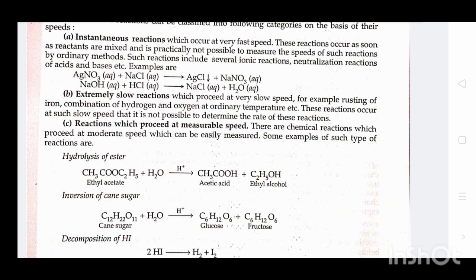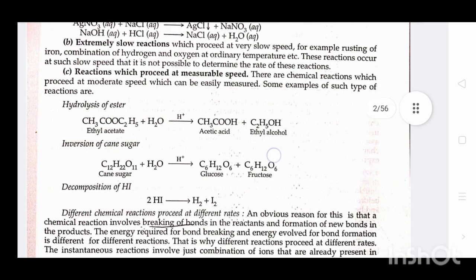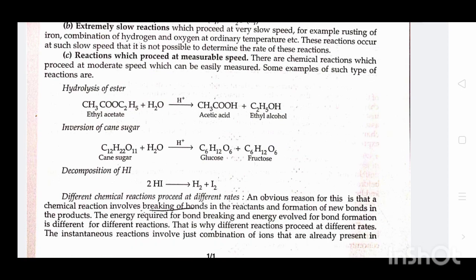Next is reactions which proceed at measurable speed. There are chemical reactions which proceed at moderate speed, which can be easily measured. Some examples of such type of reactions are hydrolysis of ester, inversion of cane sugar, decomposition of HI. Different chemical reactions proceed at different rates.